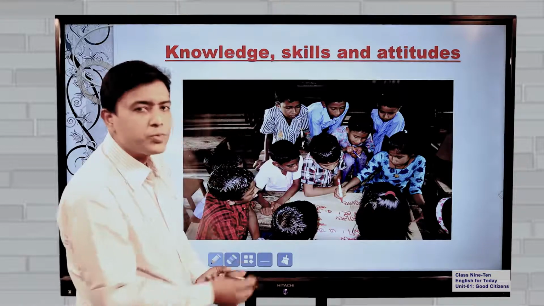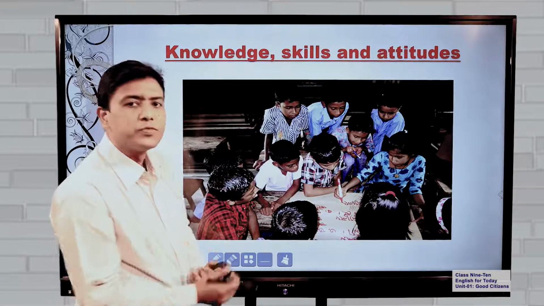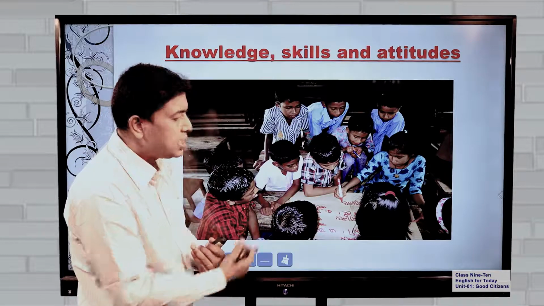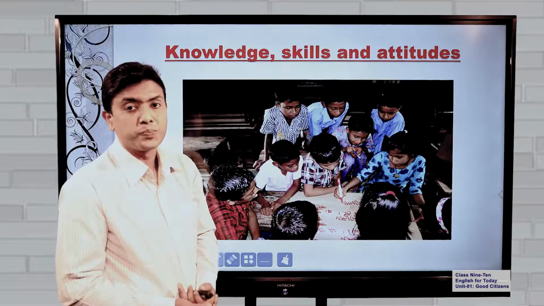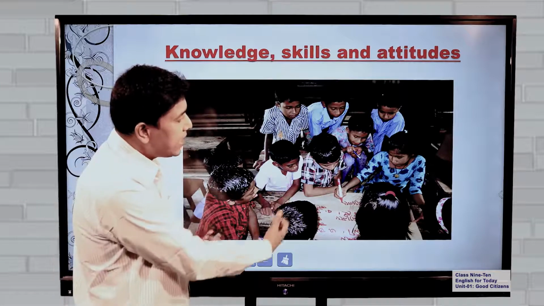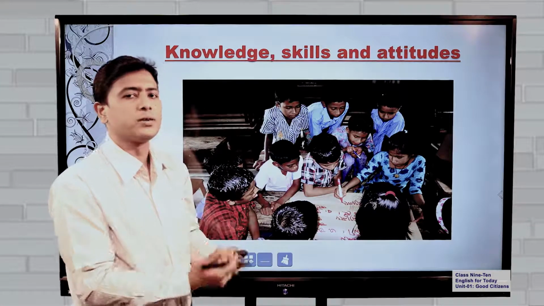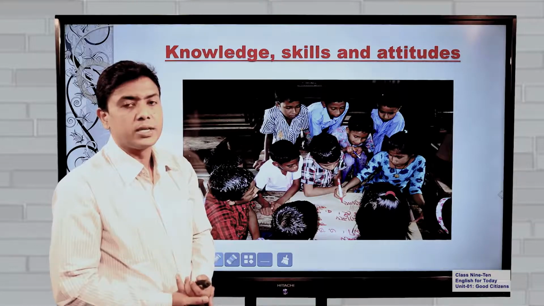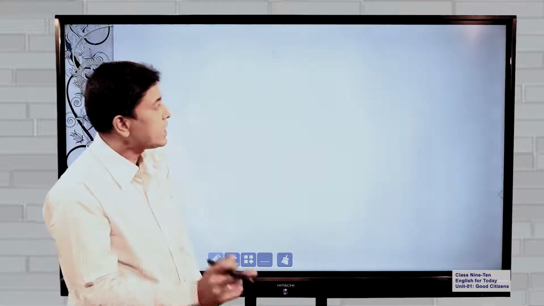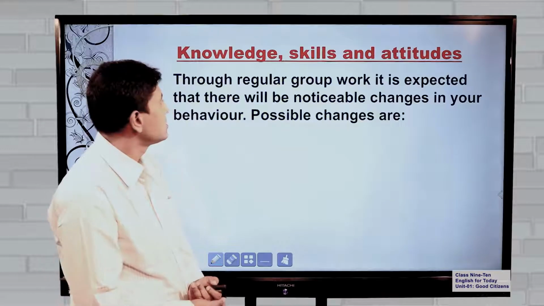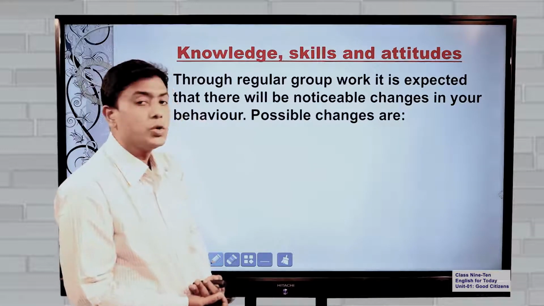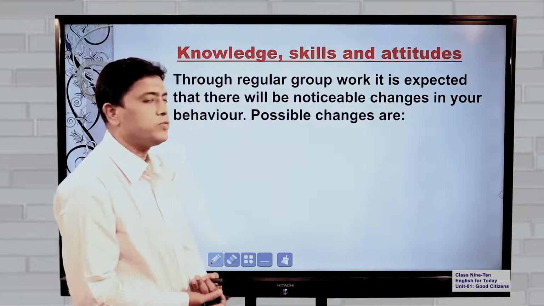And have a look at the picture, what is happening. They all are involved in discussion, and someone is writing. Probably she is acting as the secretary of the group. So they have got the knowledge of group work, and they had the skill of organizing the group work. But eventually, what will happen to them after having this group work? Their attitude will definitely change. See, through regular group work, it is expected that there will be noticeable changes in your behavior.